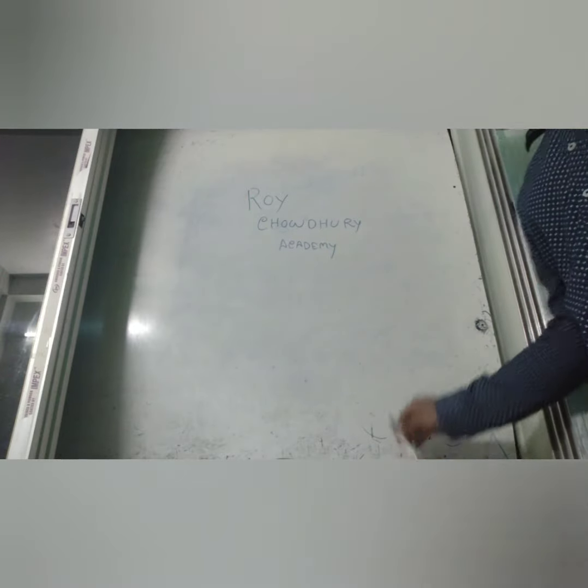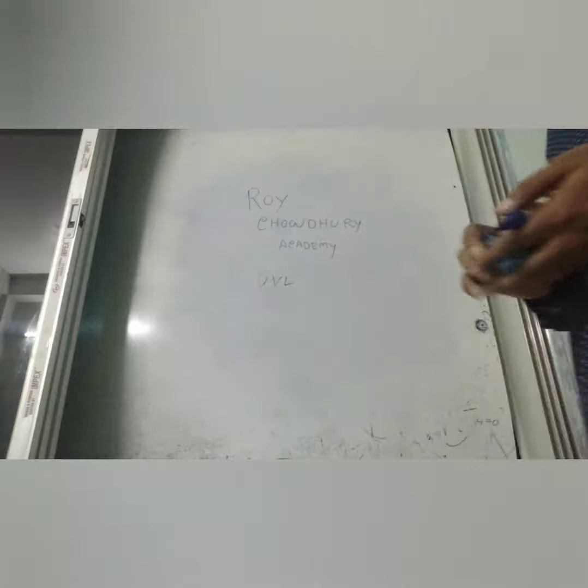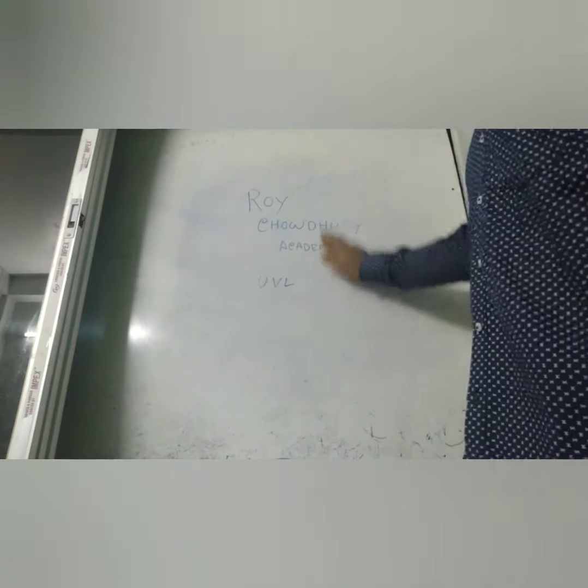The last 2 days I took the class on the cantilever beam for the shear force and bending moment chapter. In this chapter we discuss how to draw shear force and bending moment for a point load or for a UDL. UDL means uniformly distributed load. Today we will discuss the UVL. What is UVL? UVL means uniformly varying load.